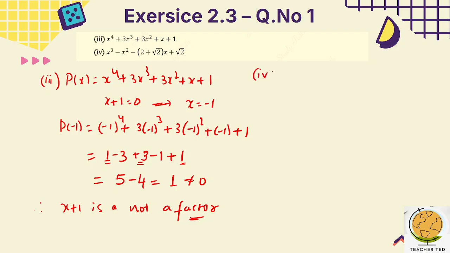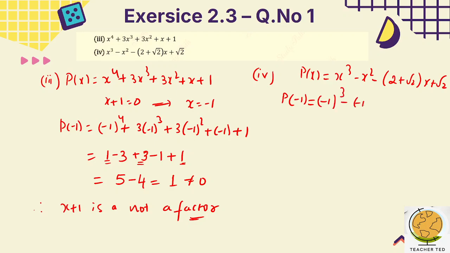Let's take the problem number 4. So p of x is equal to x cube minus x square minus 2 plus root 2 x plus root 2. Substitute x is equal to minus 1. It becomes minus 1 cube minus 1 square, 2 plus root 2 into minus 1 plus root 2. So you just substitute the value and simplify. So this becomes minus 1. So again it's plus 1. Again it is minus is there. Minus into plus is again minus.